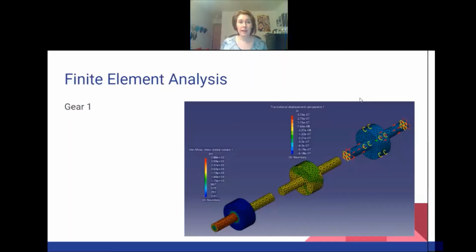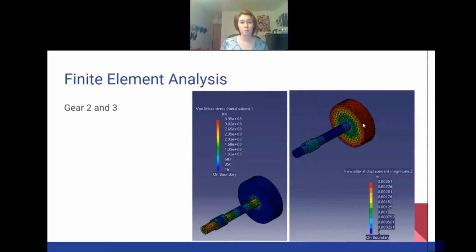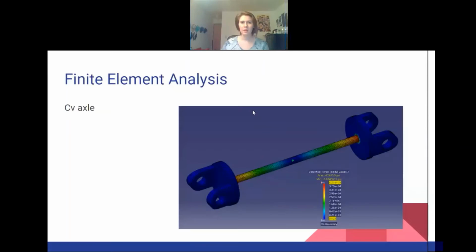So in this slide, we have our first gear, which is connected to the input shaft, which is directly connected to the motor for our torque and our power. This slide, we have gear 2 and gear 3, which are connected by an intermediate shaft. And we can see that the stresses are mainly along the shaft and along gear 3 because they have a smaller diameter. And lastly, we have the CV axles. They are going to be transferring the power from the gear train to the tires, and as such, they would be building up the stresses at those two terminals.